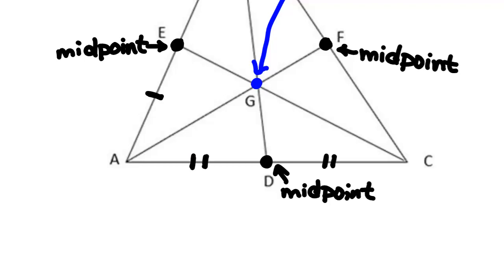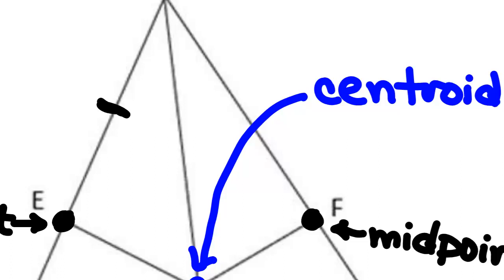Anytime they tell me about a centroid, I'm going to mark my triangle all up. What about BF and CF? They are also congruent.